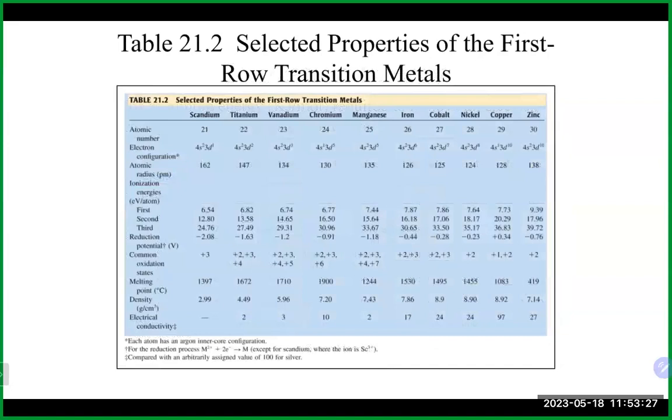So here's a bunch of information. Clearly, you should know everything. No, I'm just kidding. But this is our first row as well.